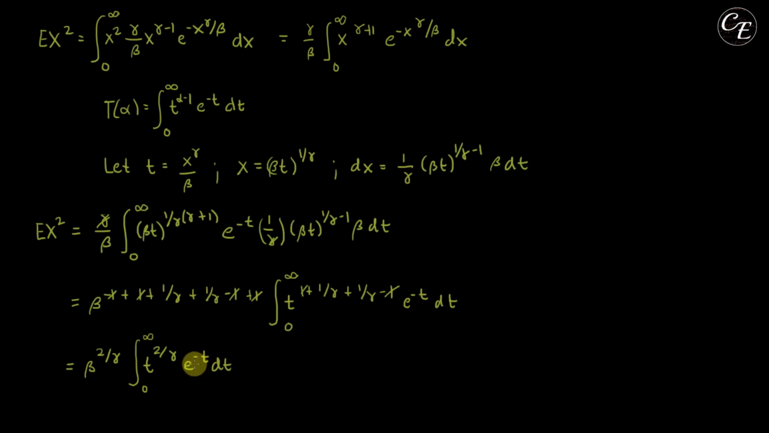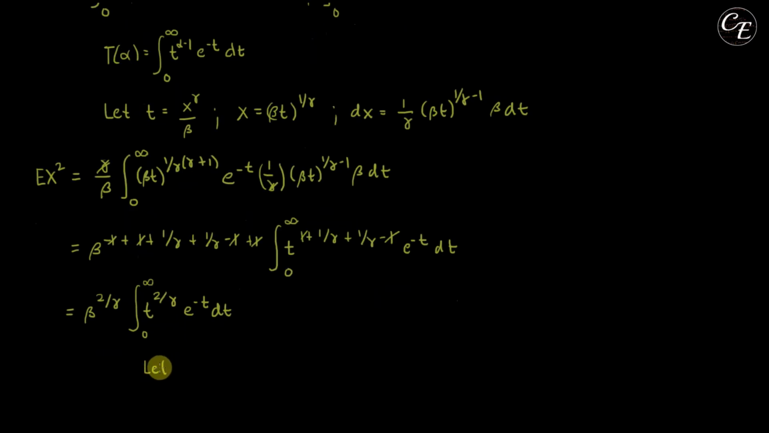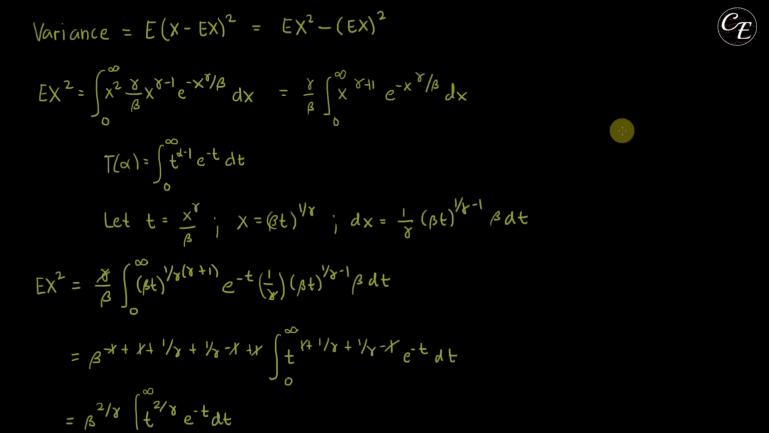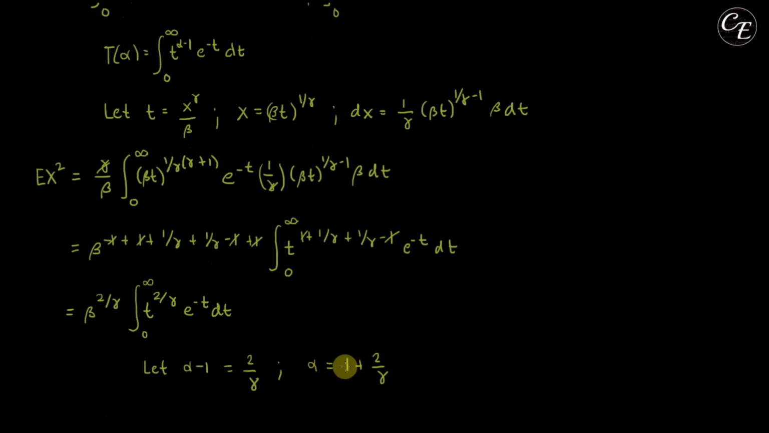Now, if we compare this one with our gamma function, they are still not the same because this is alpha minus 1 while this one is 2 over gamma. So let this alpha minus 1 be equal to this 2 over gamma. Then from here, alpha is 1 plus 2 over gamma. Then since gamma is greater than 0 in here, this alpha is greater than 1 or greater than 0. So we satisfy the condition in here, which is this alpha in here should be greater than 0.